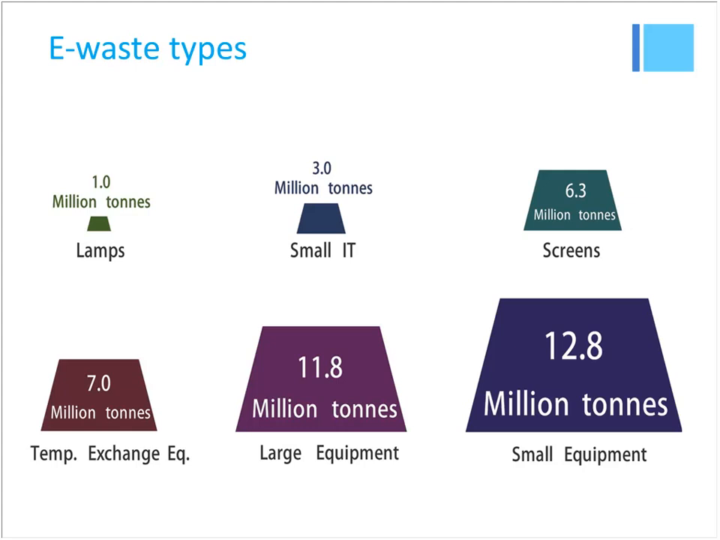7 million tons of what we call in Europe temperature exchange equipment, in simple terms fridges. Very often a significant percentage still contains CFCs, with quite a high ozone layer depletion but also global warming potential. 12 million tons of large equipment like washing machines, and 30 million tons of small equipment. And this category is also growing at the fastest pace of all the categories here.